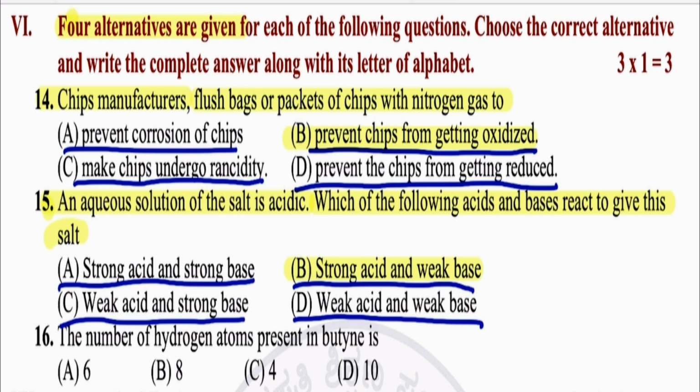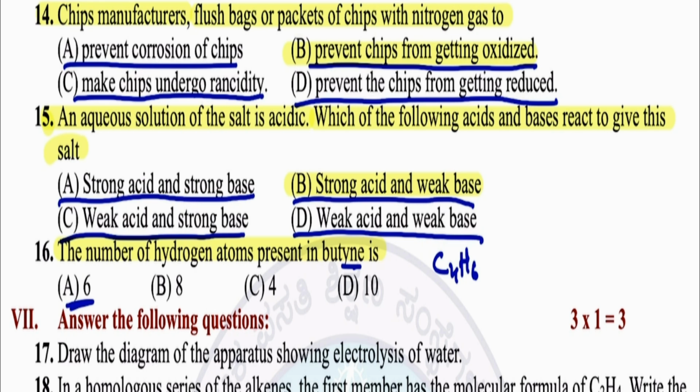Next question. The number of hydrogen atoms present in butyne. Butyne means C4H6. The answer will be 6. As you know, for the yne series the formula is CnH2n-2. So for but, n is equal to 4, and the answer will be 6.